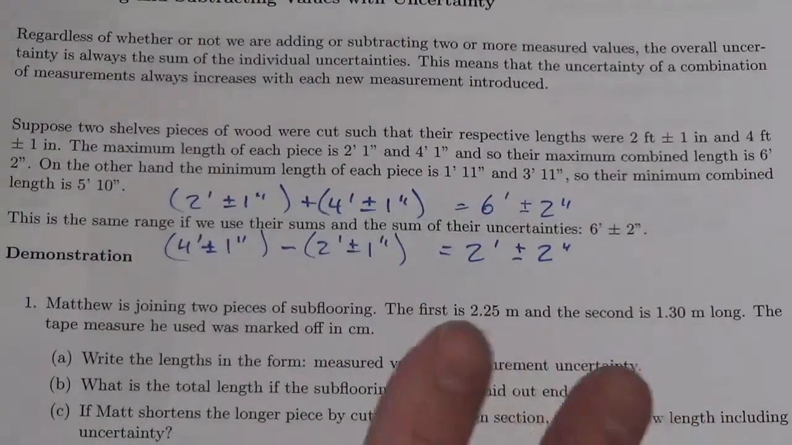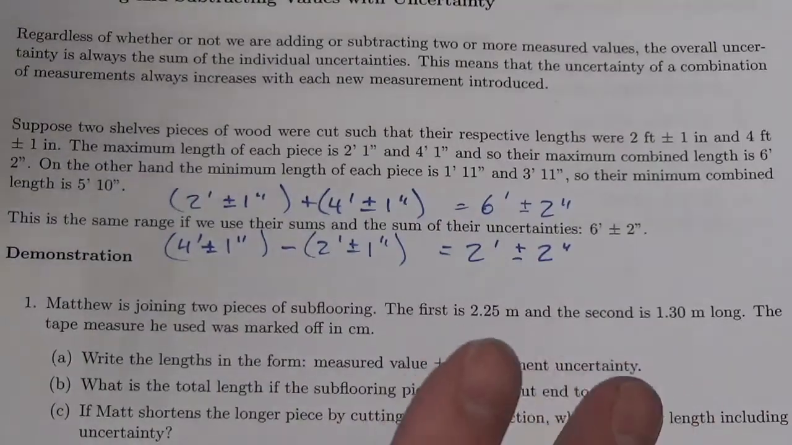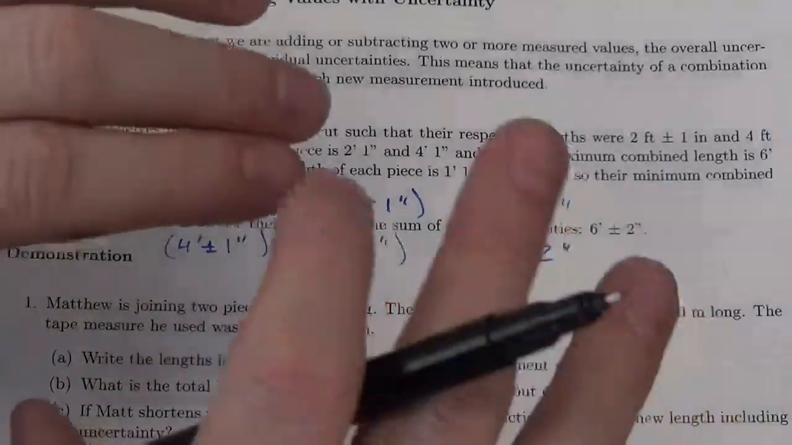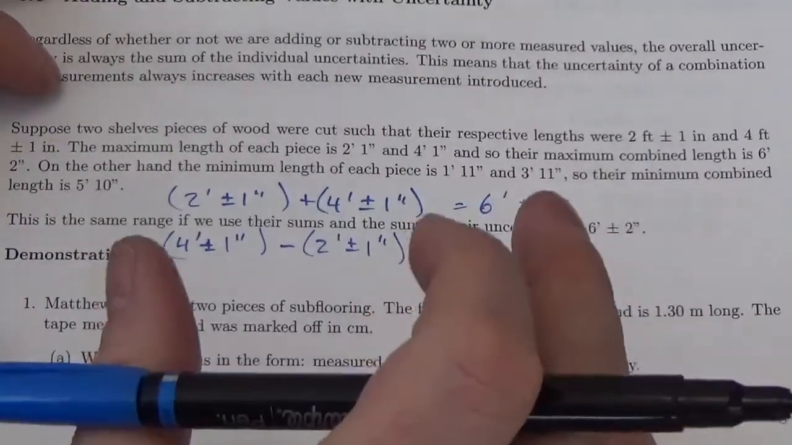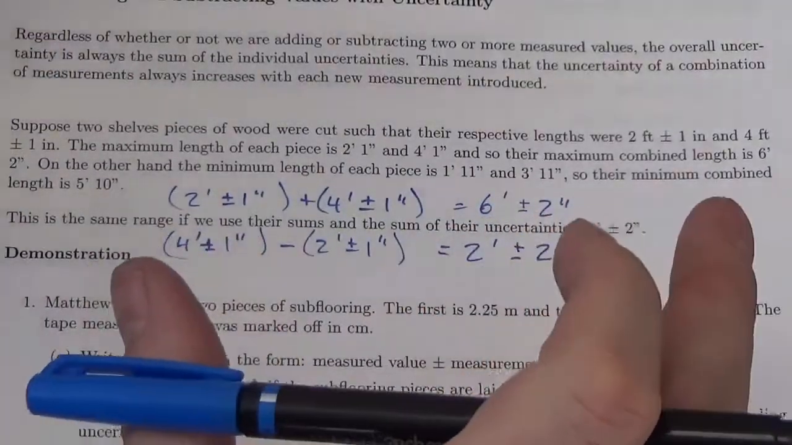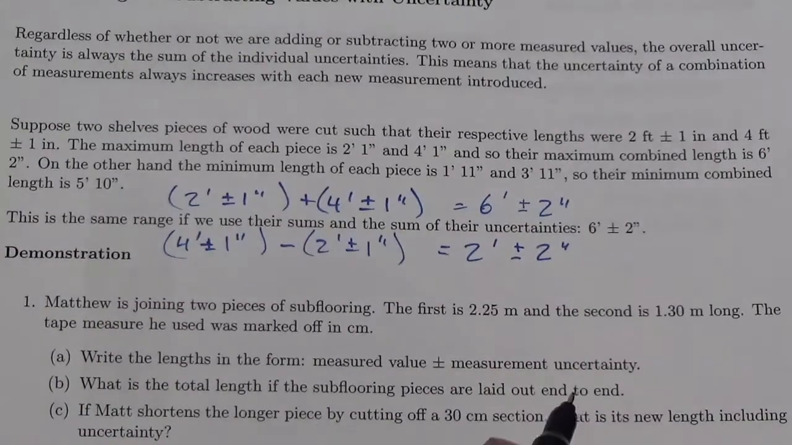This is probably, in this particular chapter, one of the more difficult things to get your head wrapped around. That's what is happening every time. Whether you're adding or subtracting, the uncertainties get added together. Okay, now let's take a look at some examples.